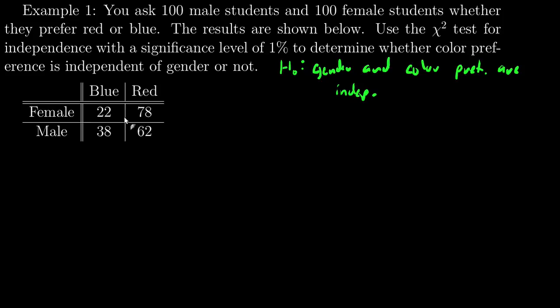And now I'll go through the process. So what I do is I add up each of the rows. 22 plus 78 is 100. 38 plus 62 is also 100. Shouldn't be surprised. I told you there were 100 of each. Add up each of the columns. 22 plus 38 is 60. 78 plus 62 is 140. I will also find the total. So if there are 100 females, 100 males, there are a total of 200 students in here. Or you could see if 60 people responded blue, 140 people responded red, then there are still 200 people.